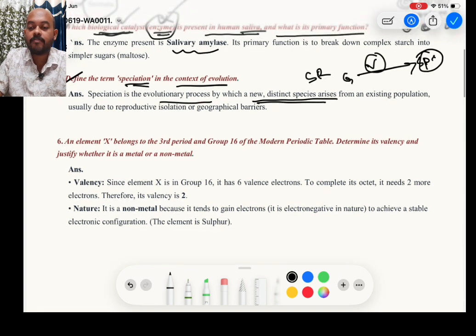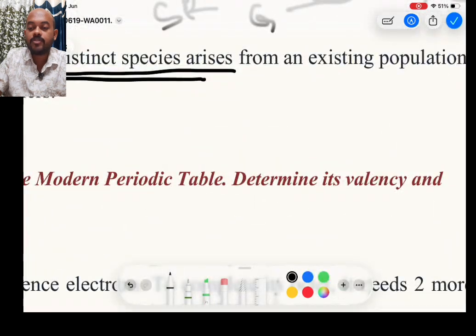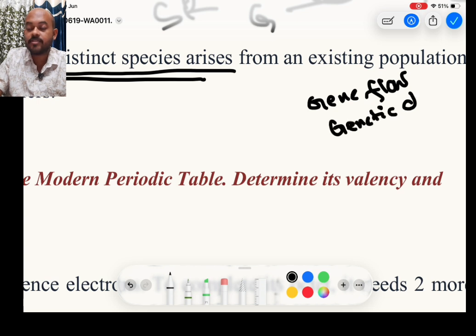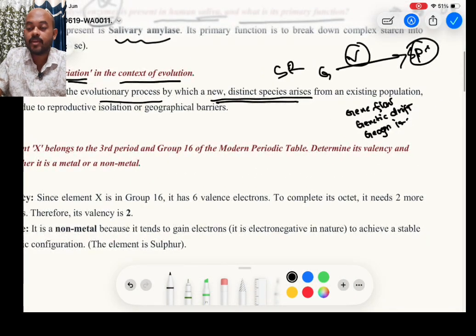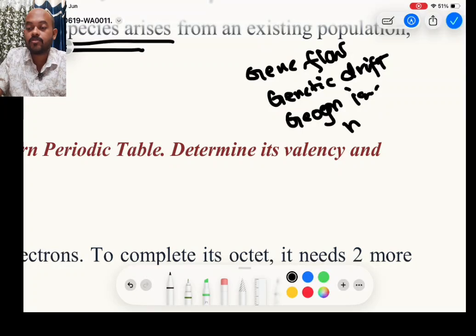Speciation can occur mainly because of gene flow, which I have taught you in class. Gene flow, genetic drift. Genetic drift means sudden changes. Okay, geographical isolation. So these were certain things. Also natural selection. Remember this.